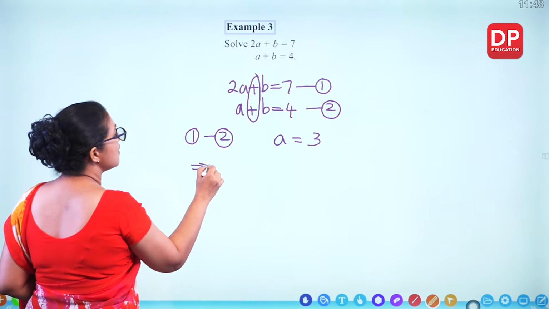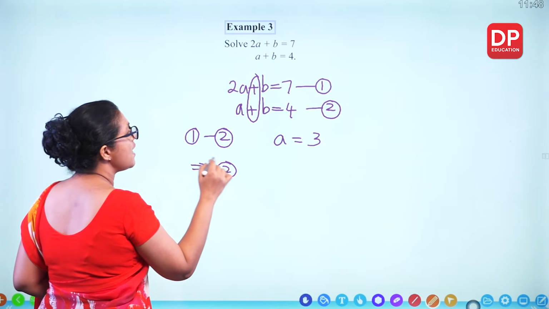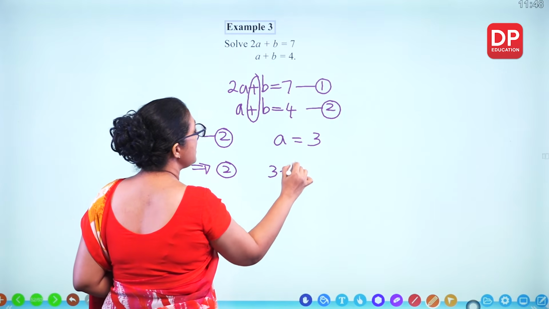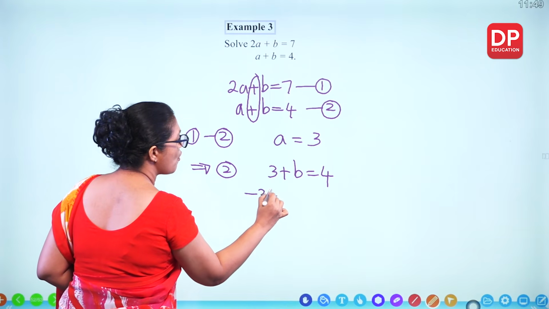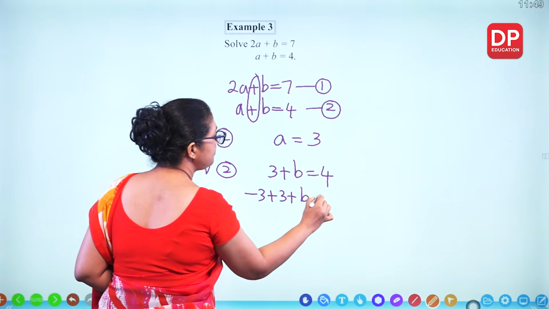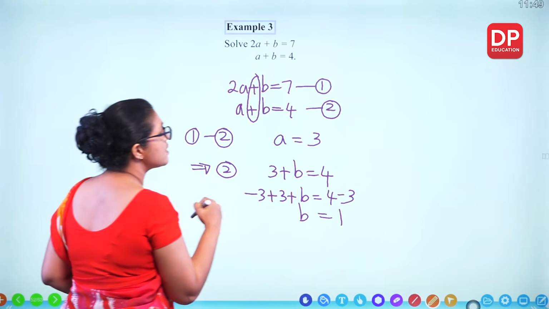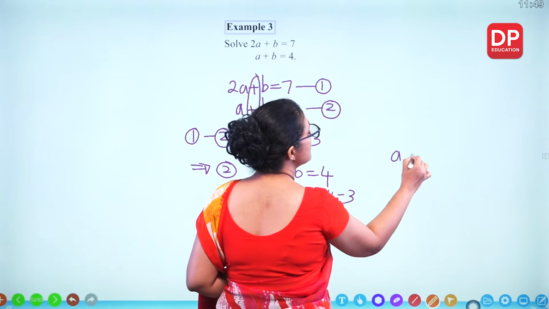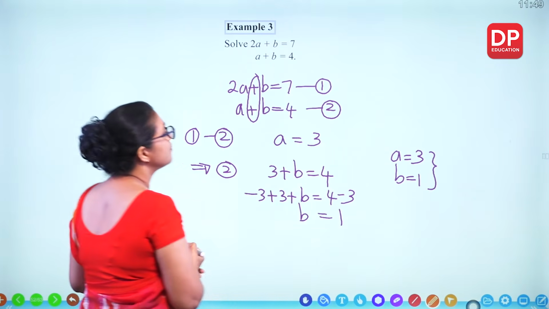Now take one of the equations. I'll take the second one and substitute the a value. 3 plus b equals 4. So what's the b value? Subtract 3 from both sides. You get b equals 1. So a equals 3, b equals 1.